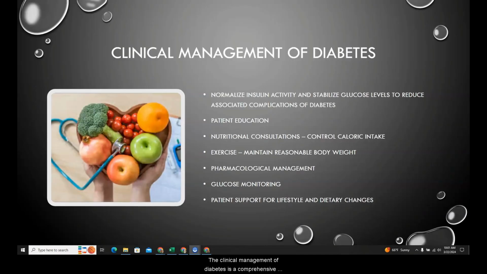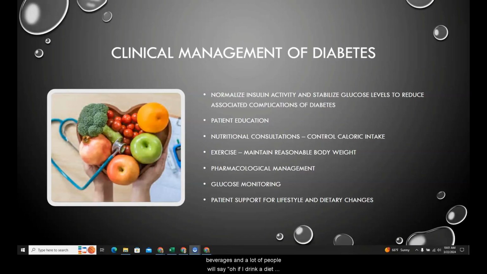The clinical management of diabetes is a comprehensive approach. The focus is to control blood glucose levels. We want to prevent complications of diabetes or of the hyperglycemic events, and improve overall health and quality of life. So this involves lifestyle modifications, healthy diet. We have to emphasize with our clients that a balanced diet that's rich in fruit, vegetables, whole grains, lean proteins, and healthy fats. We don't want them drinking a lot of those sugary beverages.